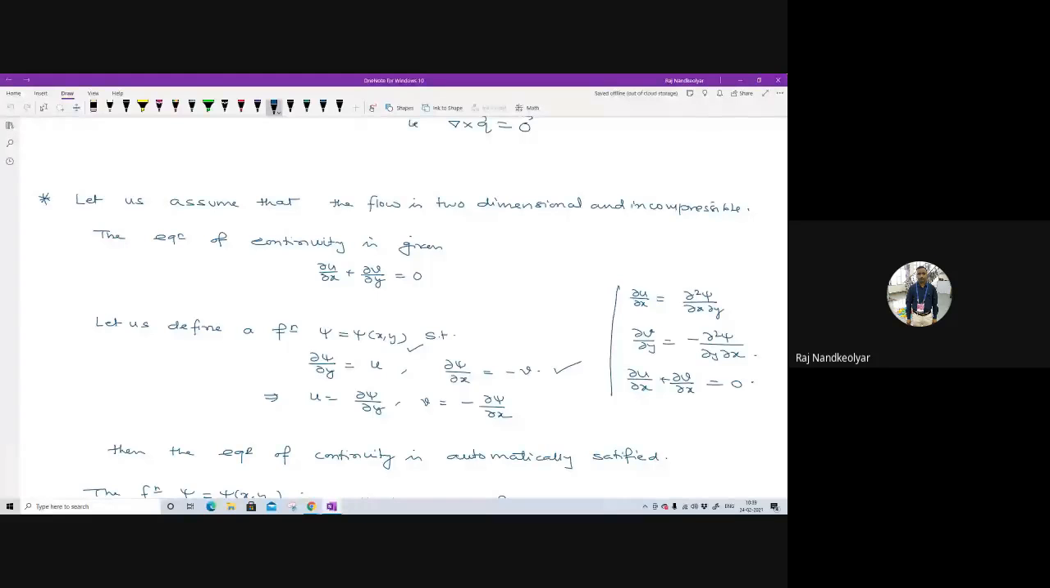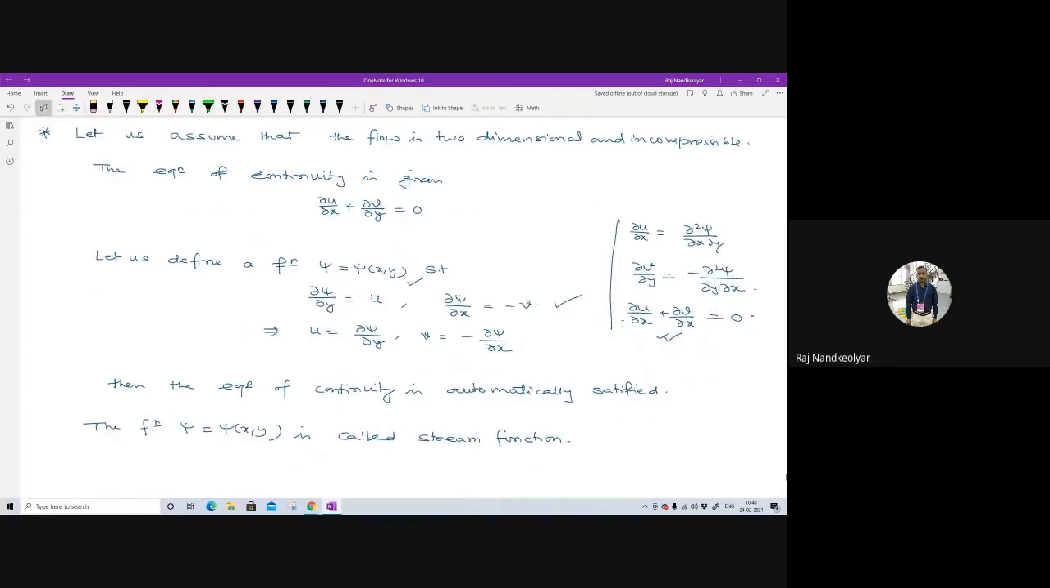So if you choose psi in such a way, then you will observe that the equation of continuity is getting satisfied automatically, which we have shown here. Such a function which satisfies these conditions and satisfies the equation of continuity automatically is known as the stream function. Okay, so this is what we discussed towards the end of the last class. So psi equal to psi(x,y), we defined it to be the stream function of the flow.